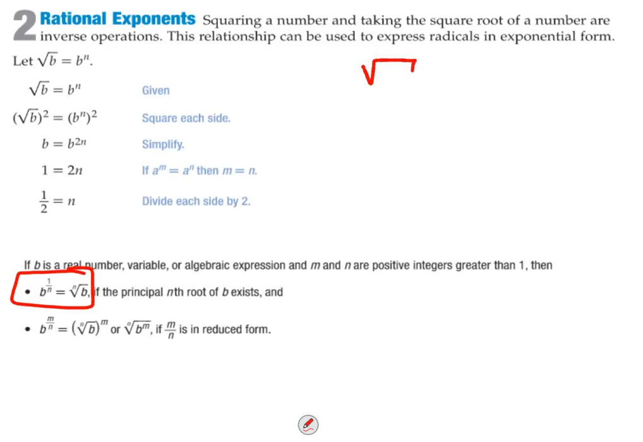So over here on the side, the square root of x would be the same thing as x to the 1/2, and the cube root of x would be the same thing as x to the 1/3. So we're able to go back and forth from one another. But not everything is going to be that straightforward.